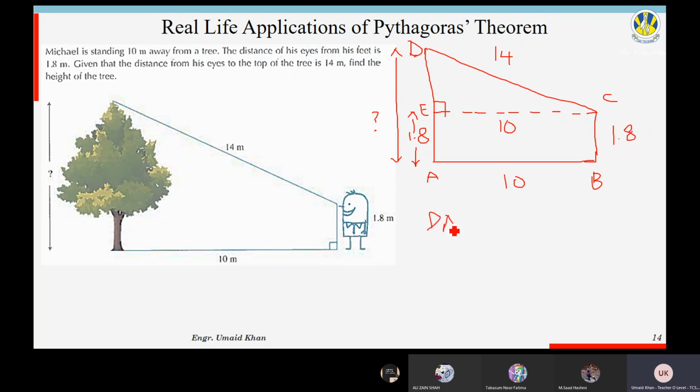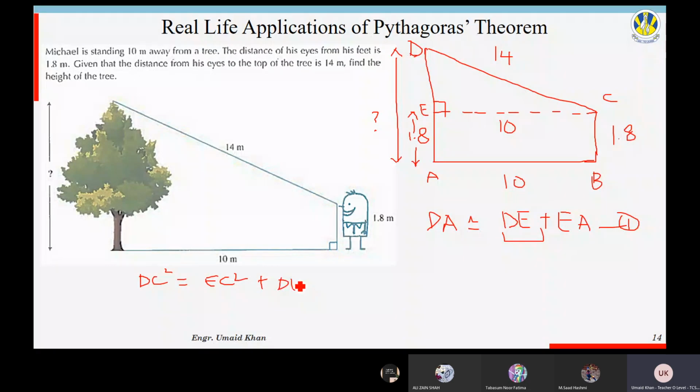Let me write the equation first. DA will be equal to DE, which we have to find out, plus EA. EA is equal to 1.8. So we need to find out DE only. How will I find out DE? Now it should be easy. Pythagoras theorem. Yes, you will apply Pythagoras theorem. So you will write DC square is equal to EC square plus DE square.